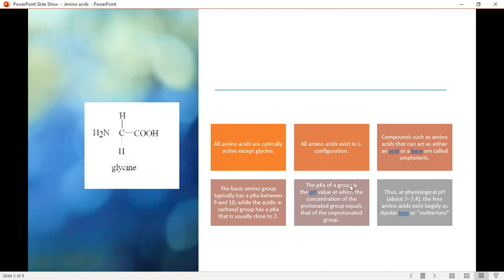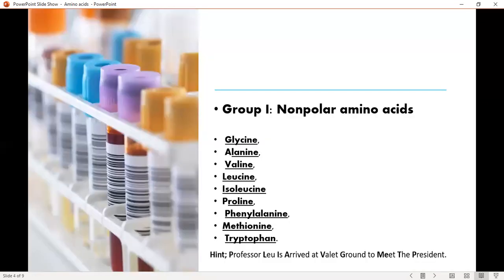Now, what is the pKa value? The pKa value of any amino acid is its pH value when the charge on that amino acid is 0, or it is neutral. Another thing to be remembered is that amino acids normally exist as zwitterions. What are zwitterions? Any compound that has dipolar ions. It has a positive ion as well as a negative ion in the form of NH3 positive and COO negative. So these are called zwitterions.